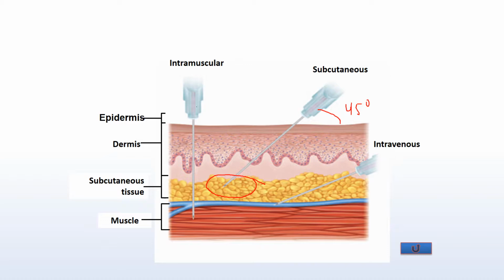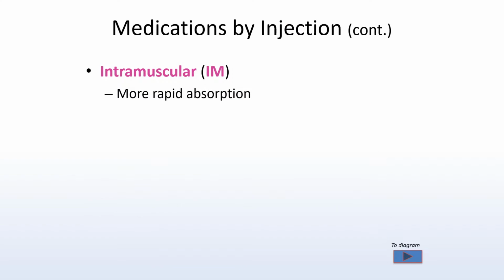All right, IM. What's the angle here? 90. So that's a right angle. And we're going into what layer? Muscle. Is there a lot of blood there? Yeah. So what's the absorption rate? Fast. Relatively quicker. All right, very good.